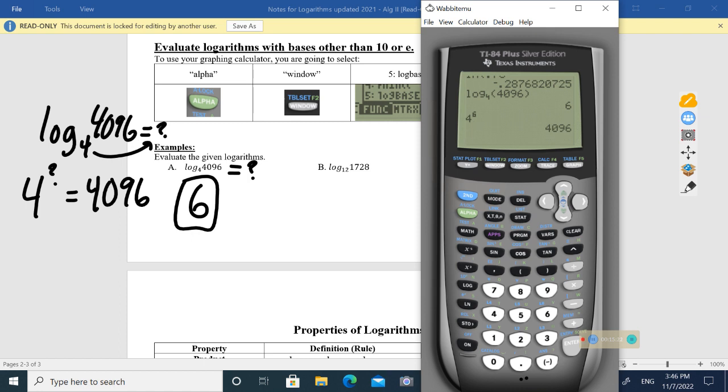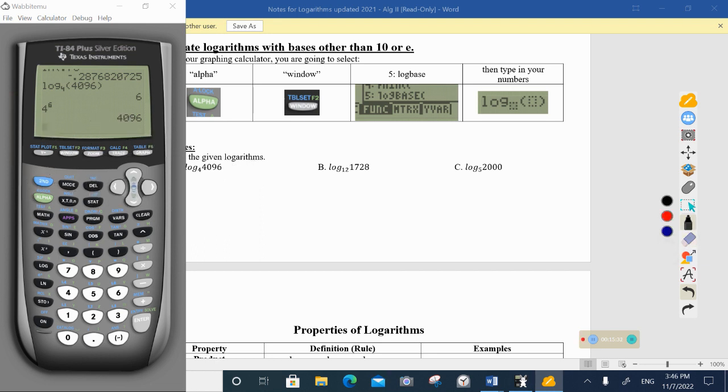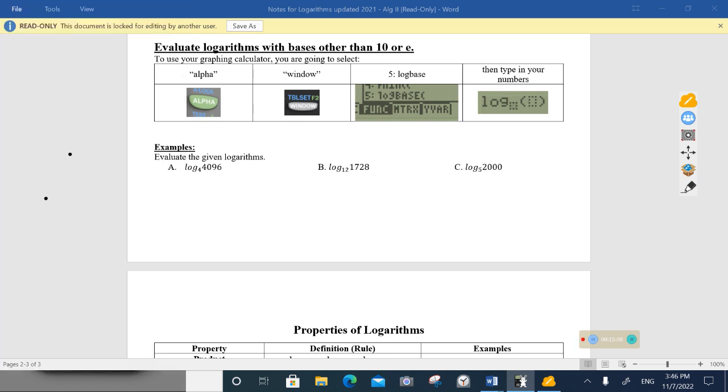All right, so the rest of these we can do pretty quickly. Let's do log base 12. So I have to have a different base. So alpha window 5. Log base 12 of 1728. If you're wondering, yep, that was the first year I started teaching. We get 3. All right. The answer is 3. That's a weird looking 3.